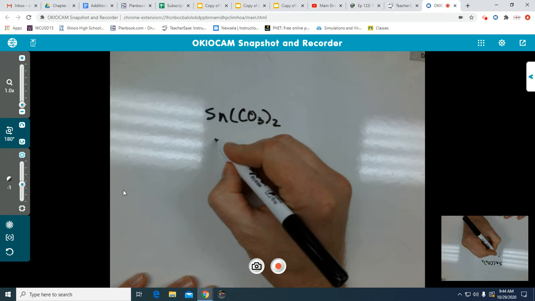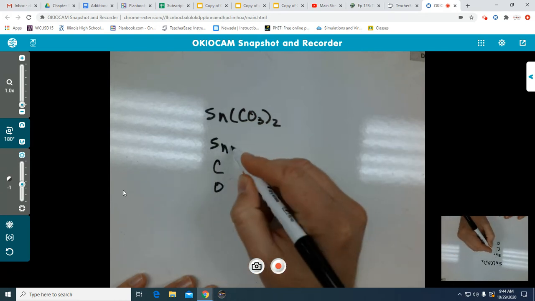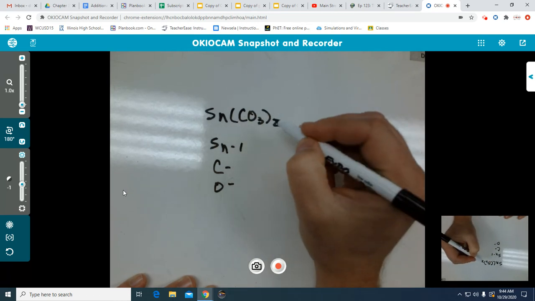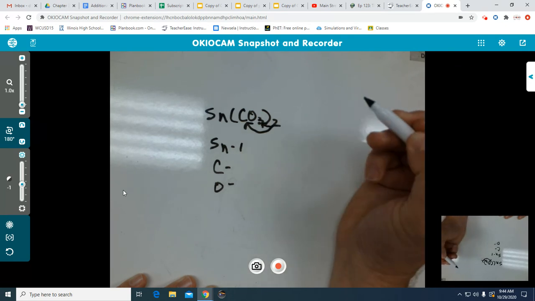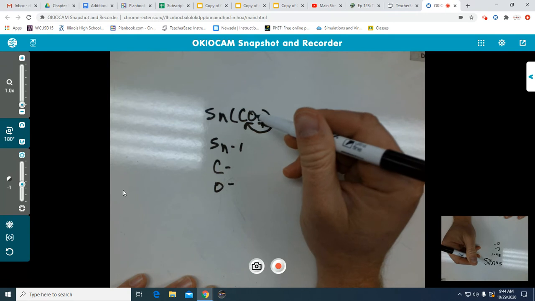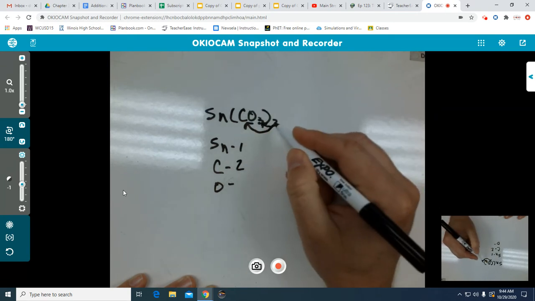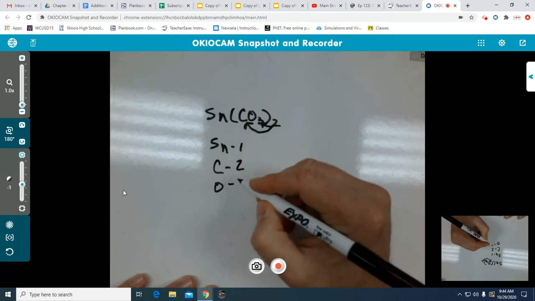So we have Sn, which is tin. We've got carbon, and we've got oxygen. There's one tin. Now we've got to multiply and send that subscript through to the elements in the parentheses. So there's 2 times 1 carbon, so there's 2 carbons. And oxygen, there's 2 times 3, because there's a subscript of 3 on the oxygen.